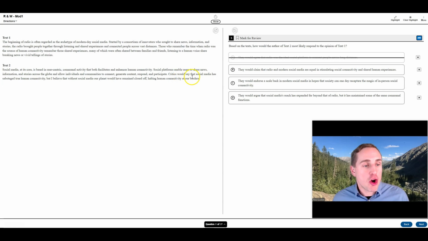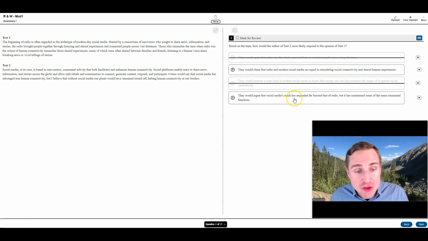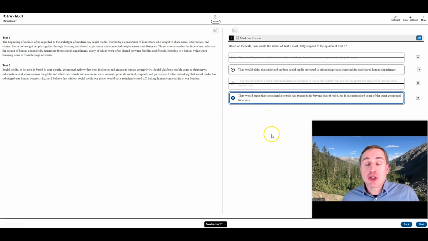They do mention that there are critics, but the text 2 author does not have a negative view of social media. And then how about D? It says, they would argue that social media's reach has expanded far beyond that of radio, but has maintained some of the same communal functions. Okay, I think we should go with choice D, because choice D is really extending the idea of community to greater reach with social media compared to radio. Okay, so let's call that our answer, and then we'll move on.